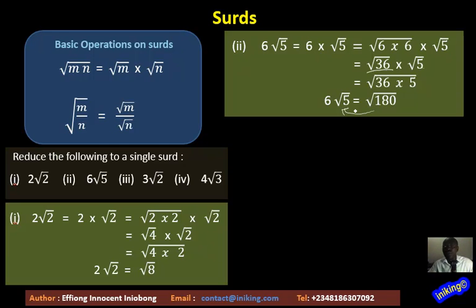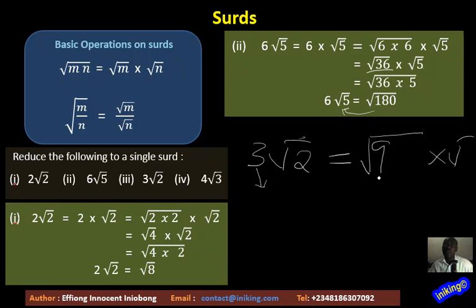We look at 3 root 2. Let's do that. By now you should be getting smarter. It means I'm going to turn this 3 to its square root form, and that's obviously going to be root 9. I don't have to start saying 3 by 3. And then I have times root 2. Now I merge the two of them. That gives me a root of 9 times 2. And that's root of 18.